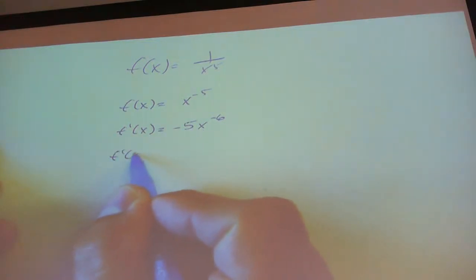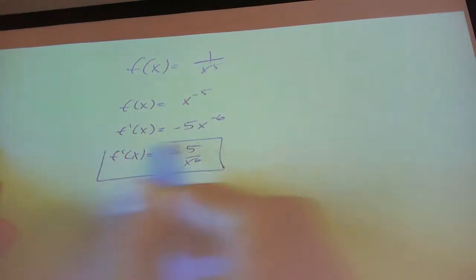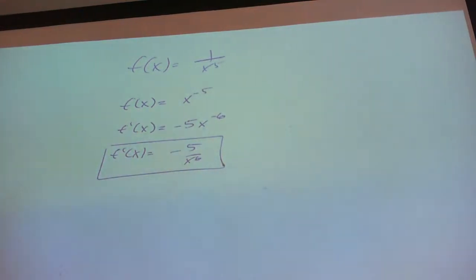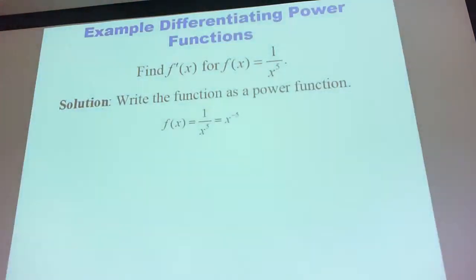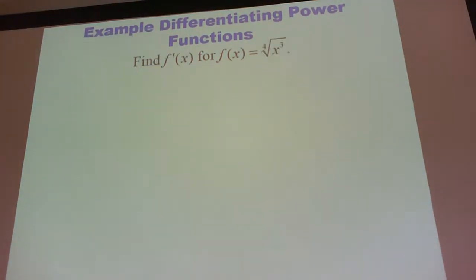And then I like to make sure my exponents are positives. It's just easier to plug in later. That would be your answer. Are we okay? Now remember, if it looks awkward, rewrite it first. So our answer will be negative 5 over x to the 6. Try this one. And again, if it looks awkward, step 1 is to rewrite it.